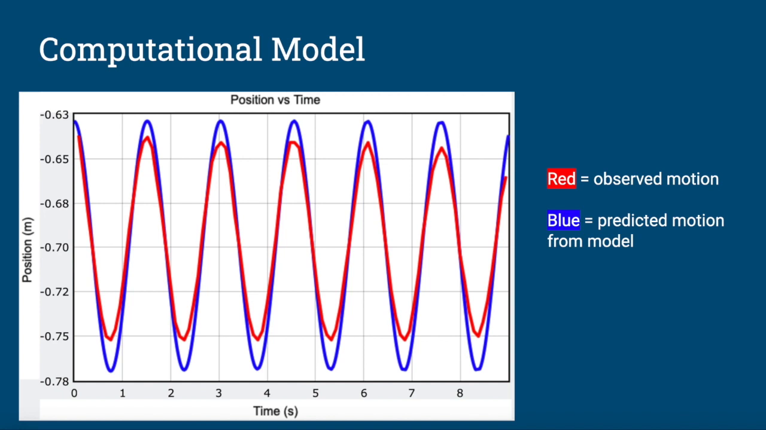This is the graph I got for position versus time using my computational model. The red line corresponds to the observed motion I got from Tracker, whereas blue corresponds to the predicted motion from my GlowScript code. And so in this case, both graphs line up pretty well. However, the computational model overpredicts the position. This could be due to errors in getting the position data from Tracker because it was hard to get the exact center of mass of the object, or this could also be due to effects from drag force that weren't included in my model.